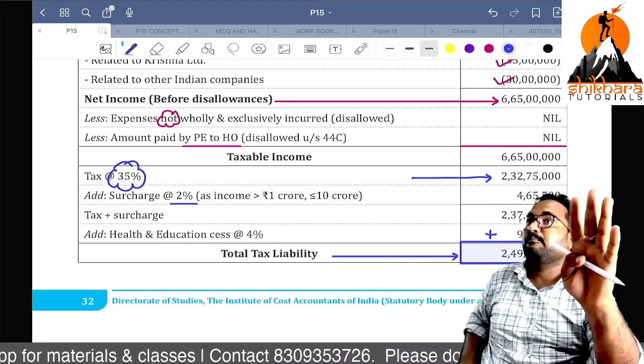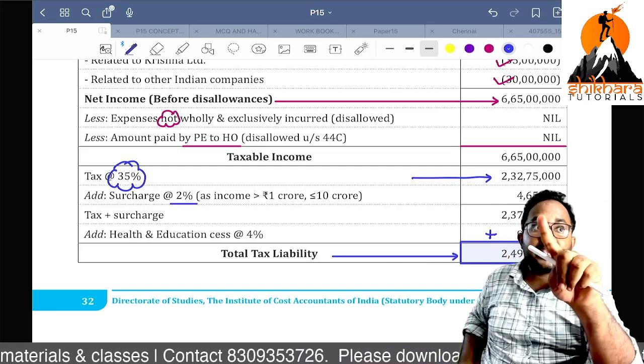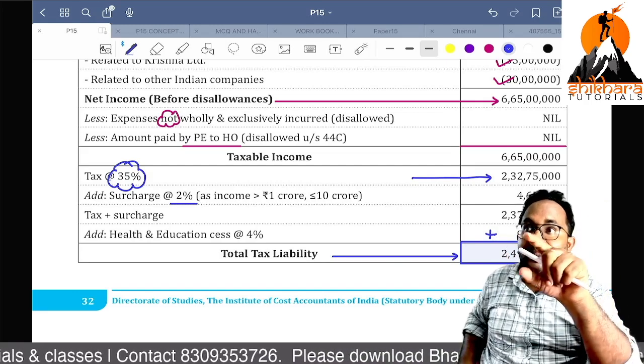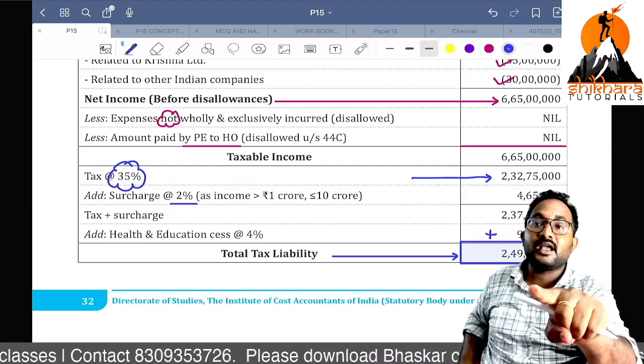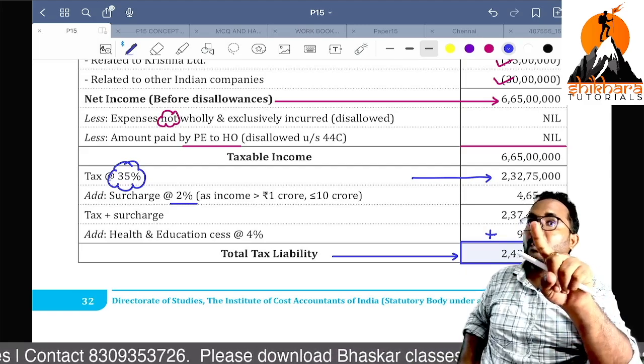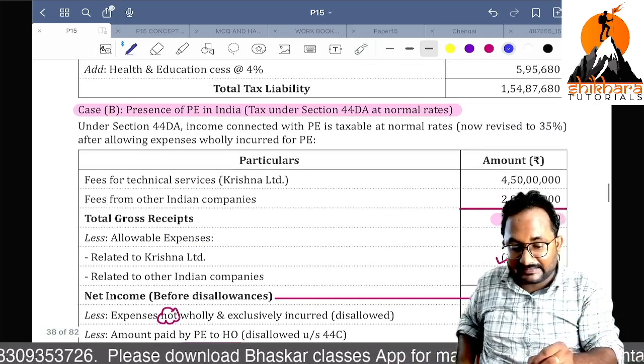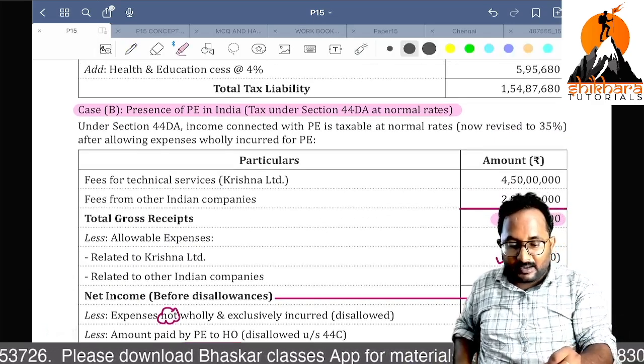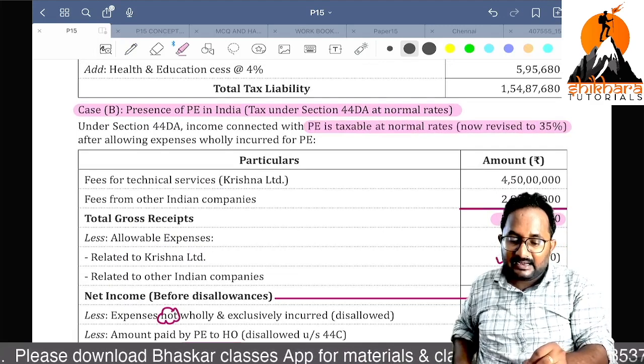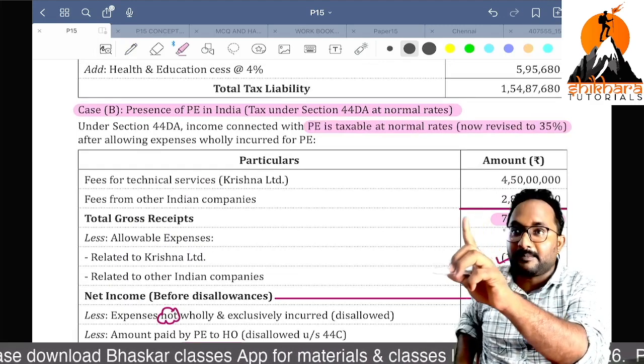Sir, if there is a PE, and with the help of that PE you provided such services, then we have to apply the 44DA provision. Under which head are we required to pay the tax? Taxable at normal tax rate. It is taxable under the PCBP head only.